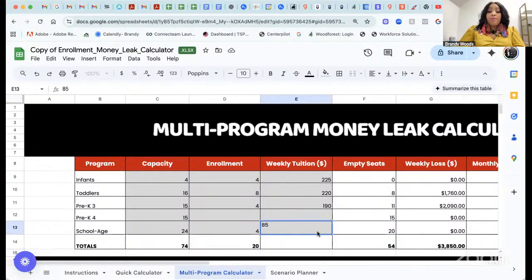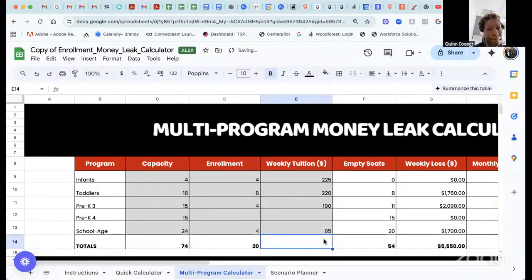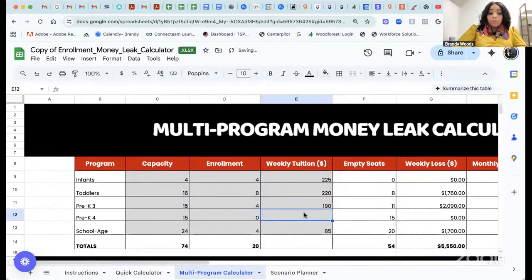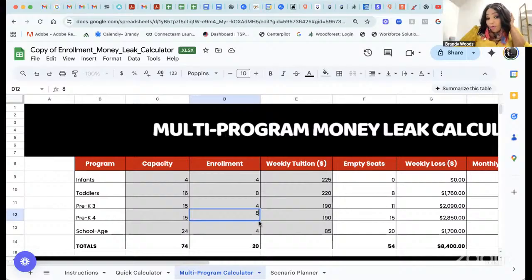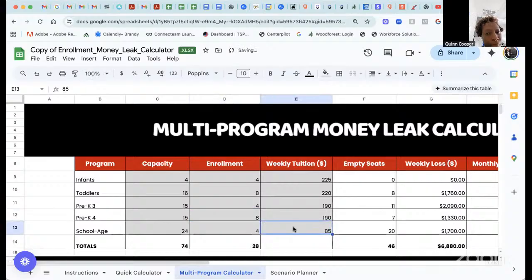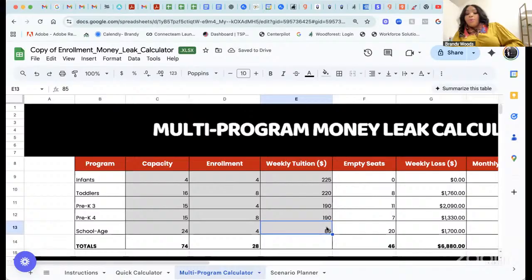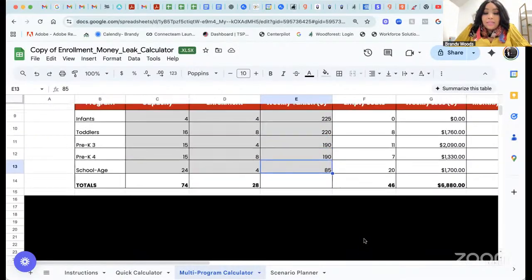So is that everyone? Yes, ma'am. All right. And so, no, ma'am. Of the preschool kids, we have 4 and 8. There's a number 8 that should be in there. Okay, so we have 4 pre-K 3 and 8 pre-K 4. Yes. They pay the same amount. They do. Okay, cool. So you right now have 46 empty seats, right?